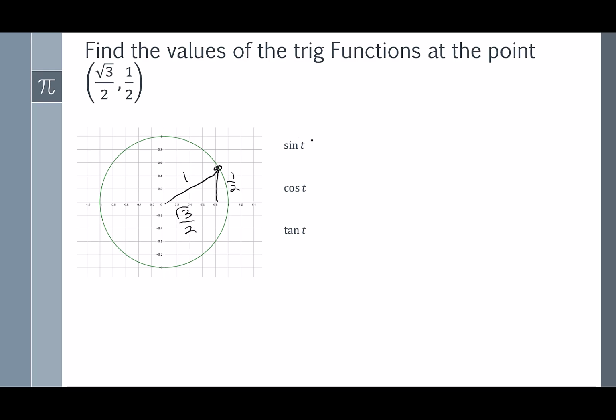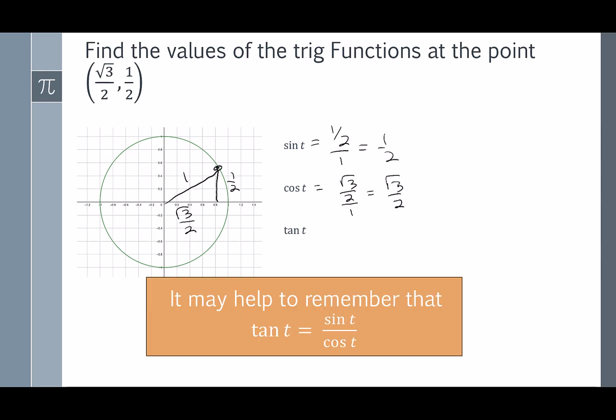Sine of t will be the opposite, 1/2, divided by 1, which is 1/2. Cosine will be the adjacent, square root of 3 over 2, divided by 1, which is the square root of 3 over 2. The tangent is the opposite over the adjacent, but it's also helpful to remember that tangent is sine t over cosine of t.